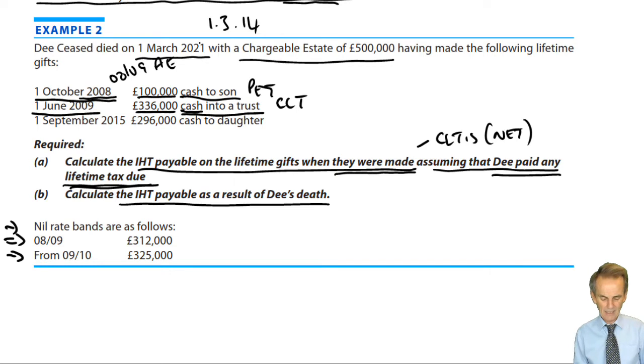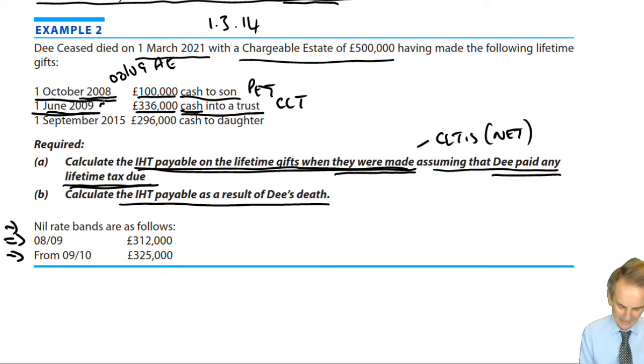Why is that relevant to us here? Because the 1st of June 09 CLT, which is chargeable when made, and we do have to compute the IHT payable on the lifetime gifts when they were made, that June 09 is in 09/10.